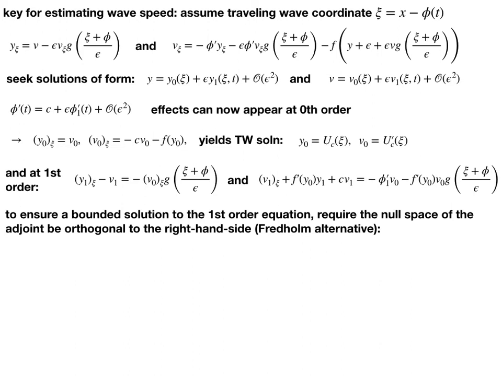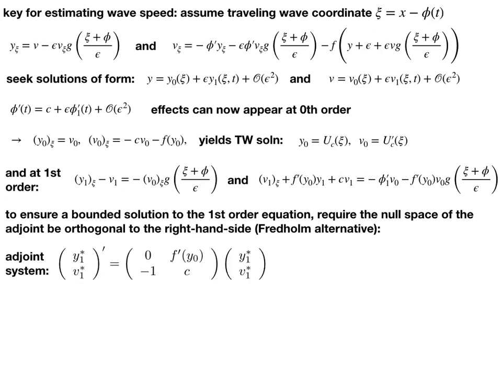It tells us basically that, to ensure a bounded solution to this first order equation, we should require that the null space of the adjoint of the linear operator defining the left-hand side should be orthogonal to the right-hand side of this equation. Fredholm alternative. That's how we climb this hierarchy of order epsilon equations. Okay, well, we only need to climb one rung. It'll just be the order epsilon equations.